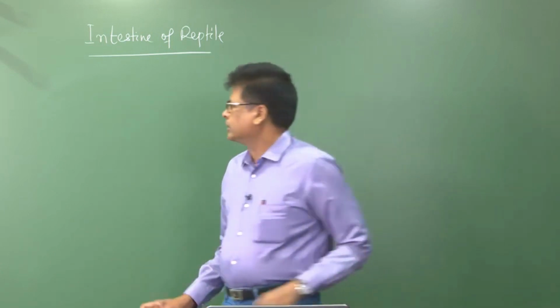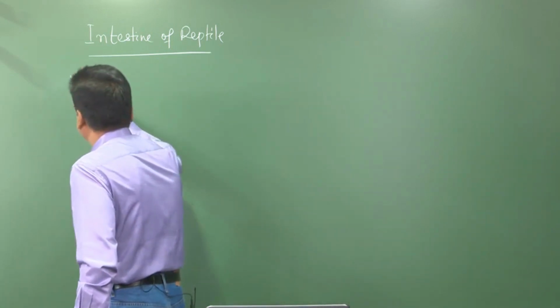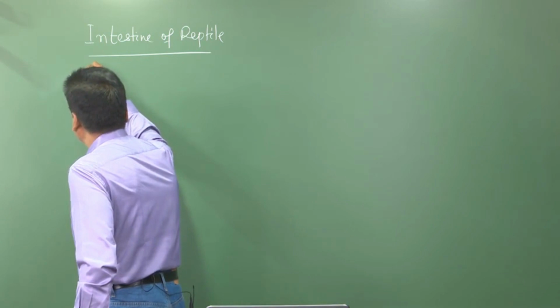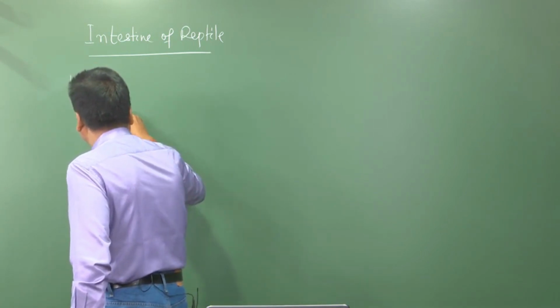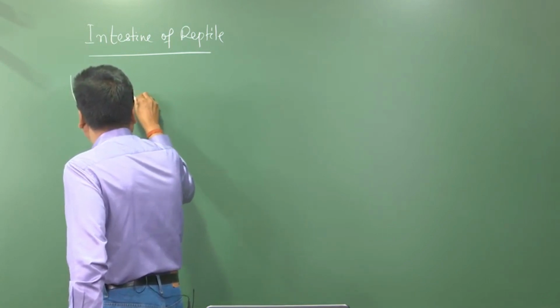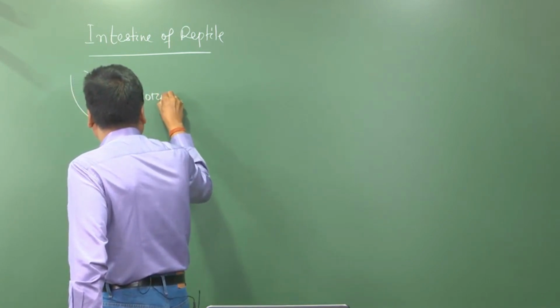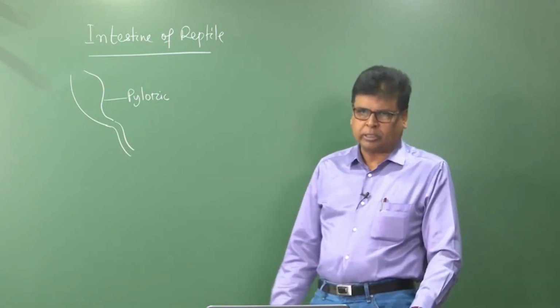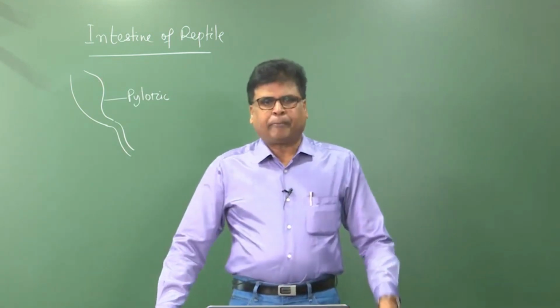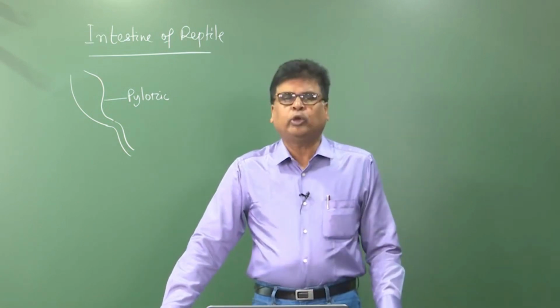For example, this is the pyloric stomach part. This is the stomach and this last part of the stomach is the pyloric stomach. The second part of the stomach is known as the pyloric stomach. Generally, the pyloric stomach opens to the intestine, we know.